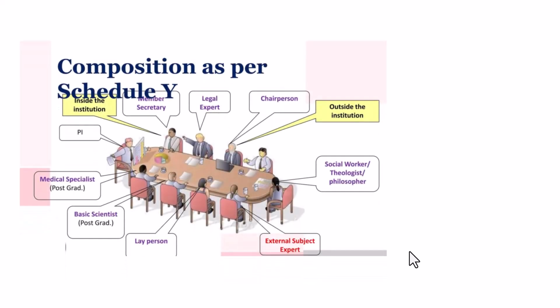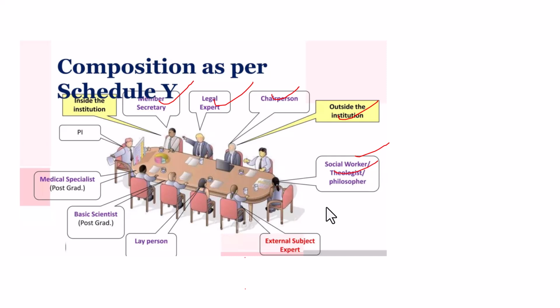Let's see what the members of these committees are. Right? So there is a member secretary, a legal expert, a chairperson, a person who is from outside the institute. The chairperson should be from outside the institute which is applying. Now there should be a social worker, a theologist or a philosopher.